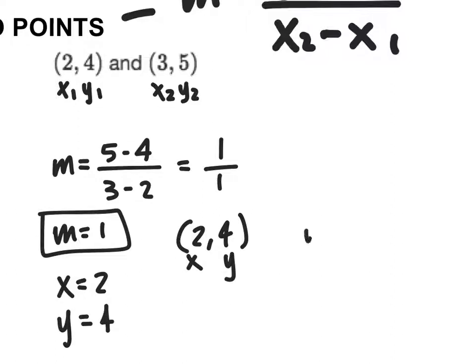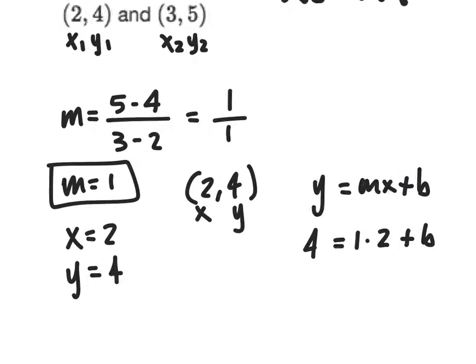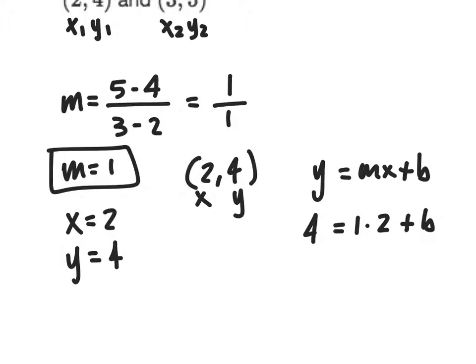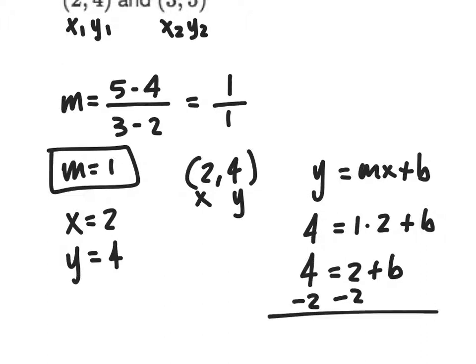So using y equals mx plus b, I'm going to plug in 4 for y, is equal to my slope, which is 1, times 2, and then plus b. So now I've got 4 is equal to 2 plus b. Subtract 2 from both sides. 2 minus 2 is 0, so 4 minus 2 is just going to give me 2. So 2 is equal to b. This one's much easier than the other one.